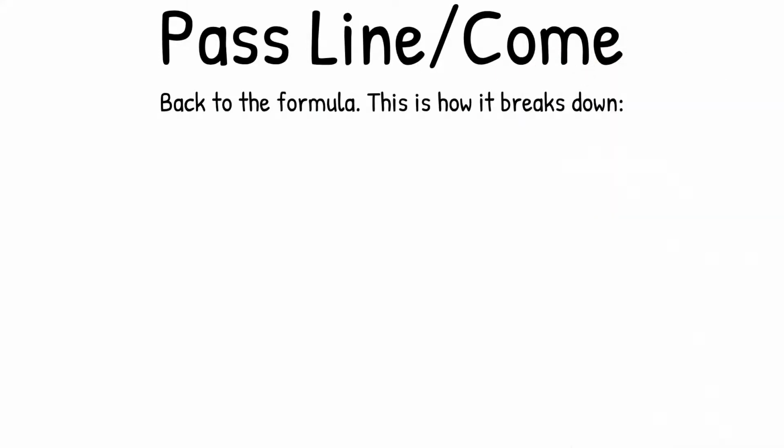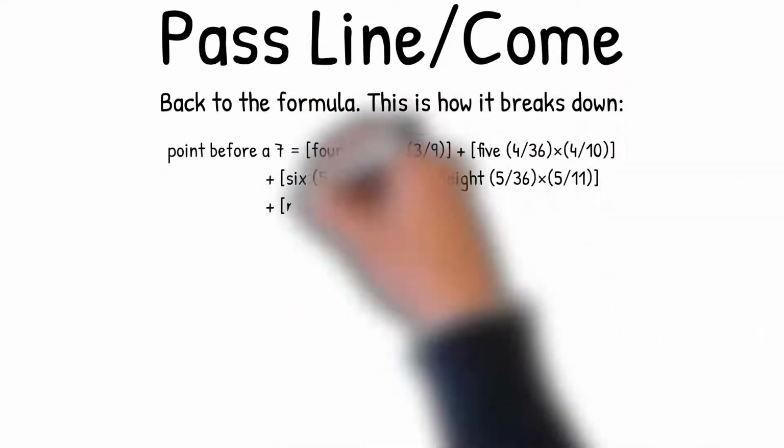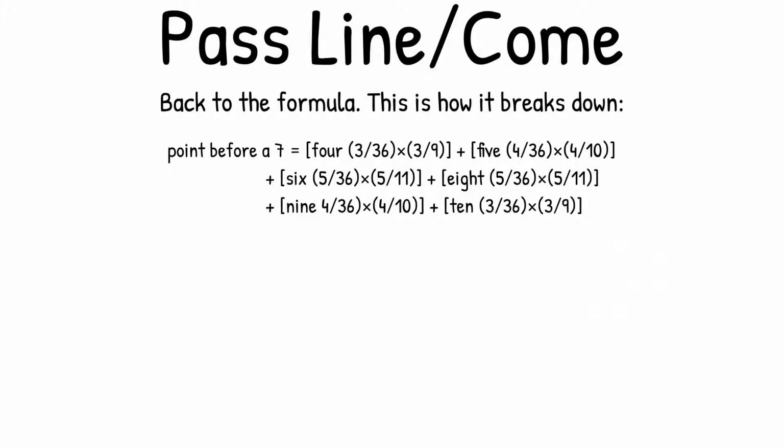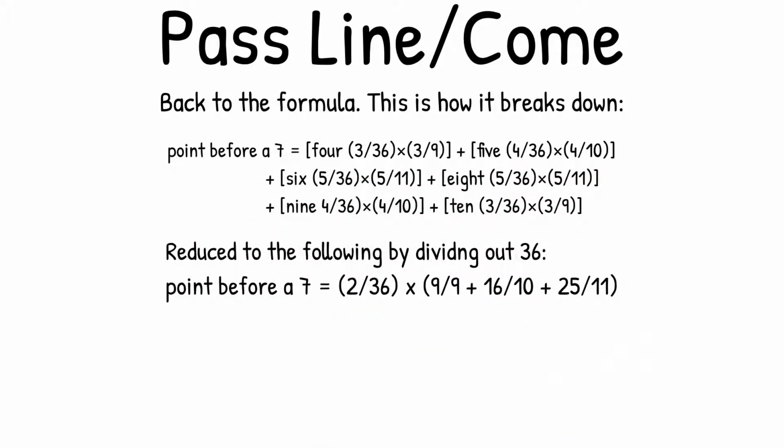Back to the formula. This is how it breaks down. Point before a 7 equals, for the 4, 3 over 36 times 3 over 9, plus, for the 5, 4 over 36 times 4 over 10, plus, for the 6, 5 over 36 times 5 over 11, plus, for the 8, 5 over 36 times 5 over 11, plus, for the 9, 4 over 36 times 4 over 10, plus, for the 10, 3 over 36 times 3 over 9. Reduce to the following, dividing out 36.